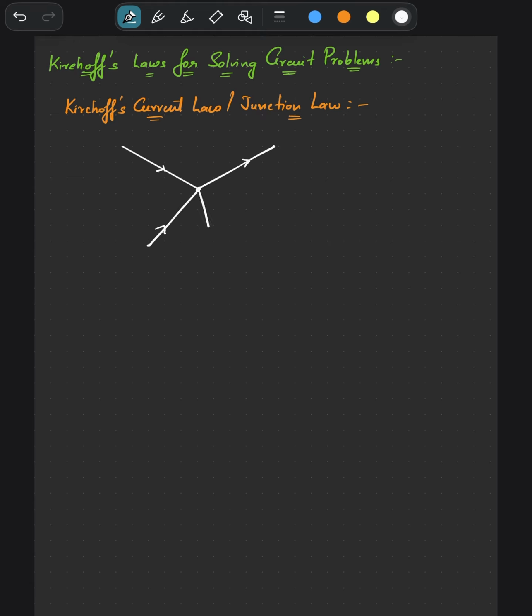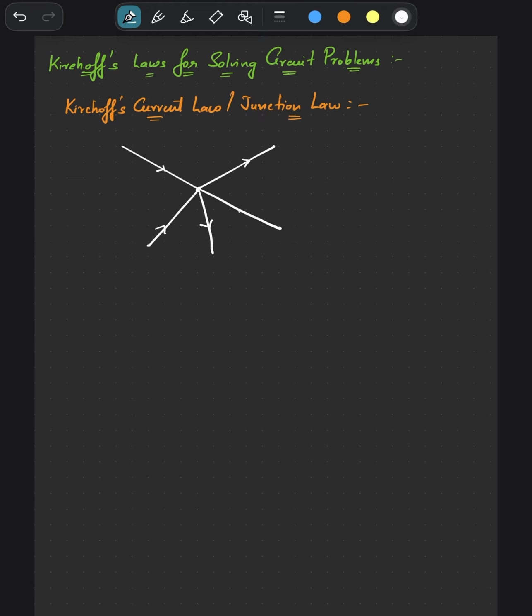The first law which you have is Kirchhoff's current law, which can also be called KCL or junction law. And according to Kirchhoff's current law, imagine you have a junction. So this is related to a junction over here. By junction, you mean it's a point where you have many branches of current entering and leaving, right?